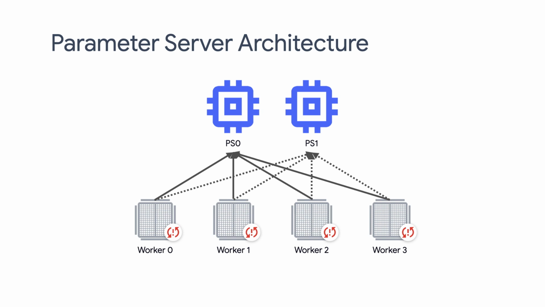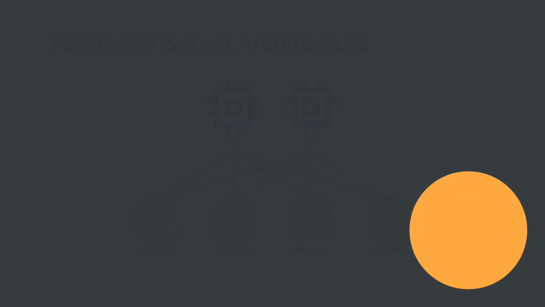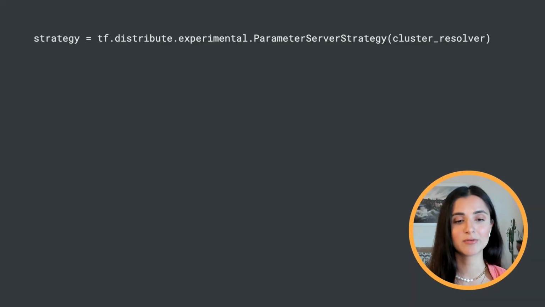The downside of this approach is that workers can get out of sync, as they could be computing parameter updates based on stale values, which might delay convergence. So let's take a look at an example in code.